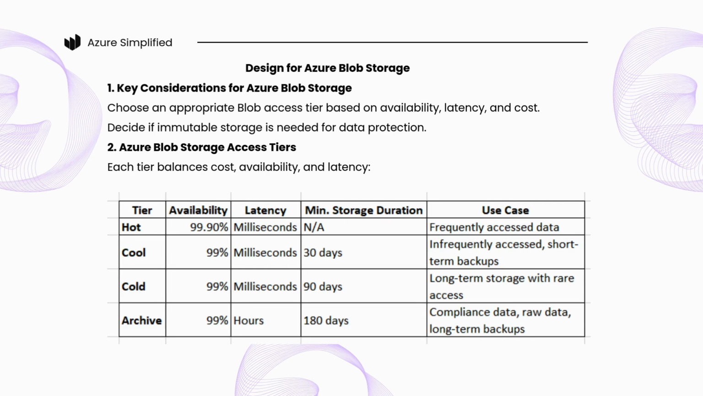Key considerations. Hot tier is the most expensive per gigabyte but has the fastest access. Cool and cold tiers have lower costs per gigabyte but require data retention for a minimum period, 30 or 90 days, to avoid early deletion charges. Archive tier is the cheapest but has high latency, hours, since data must be rehydrated before use. Choosing the right tier helps optimize storage costs while ensuring data is accessible when needed.